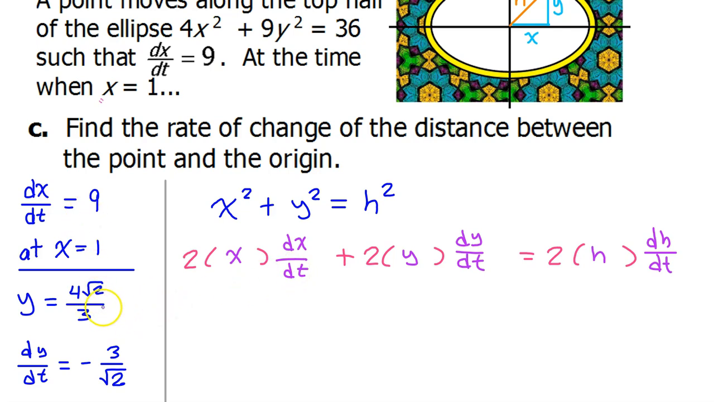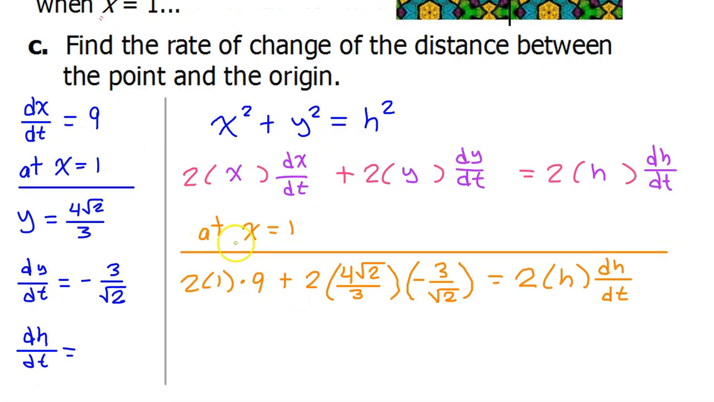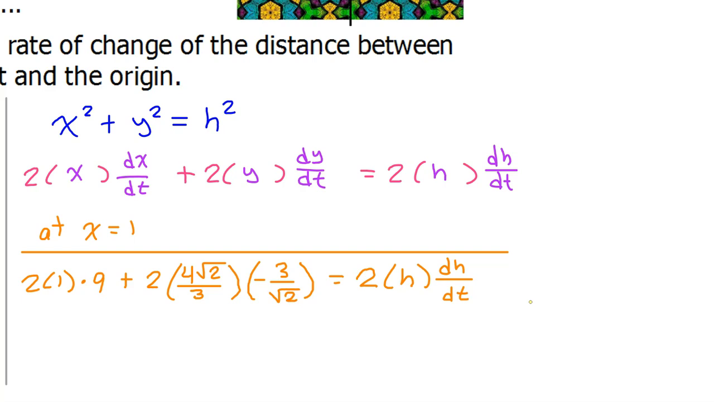So it's time to plug in some stuff, but don't just start plugging it in without using proper notation. You must say at x equals 1 because some of these values are only true at x equals 1. I'm noticing that we have everything we need to find dh dt except for this. We have this extra variable h. This is going to happen sometimes, and you have to do a little side quest. So if you realize that you're missing a piece of information, just go off to the side and see if you can find it, and then come back.